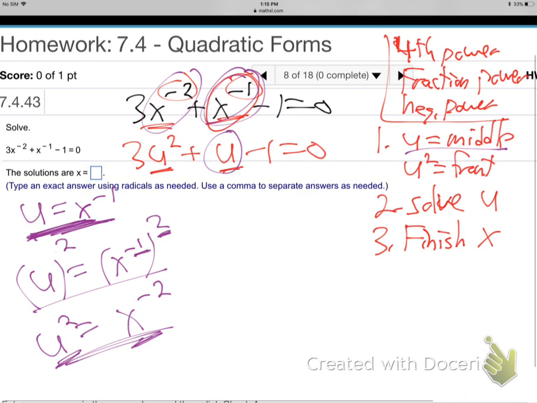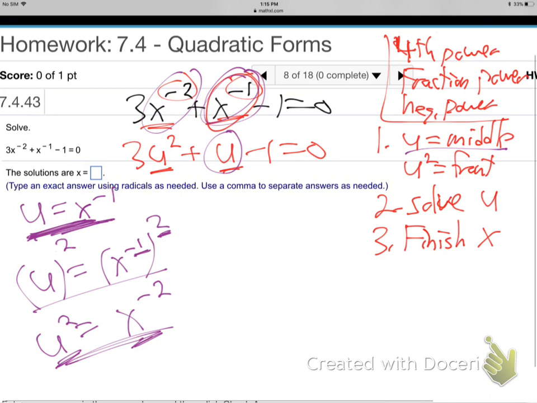Is the u squared always positive? When you say that, do you mean is the power always positive, or do you mean is the whole u squared always positive? The power. Yeah, it's always going to be positive.